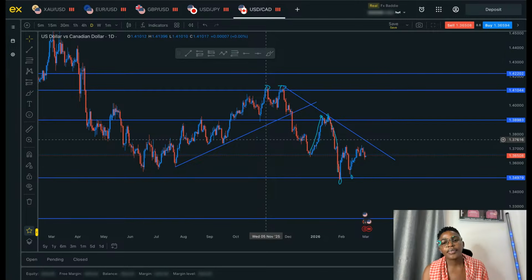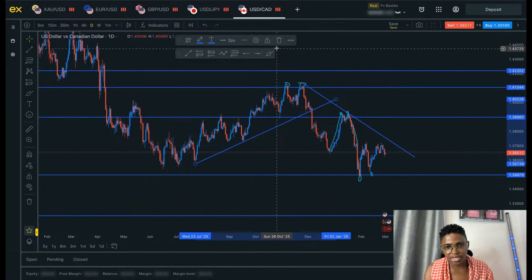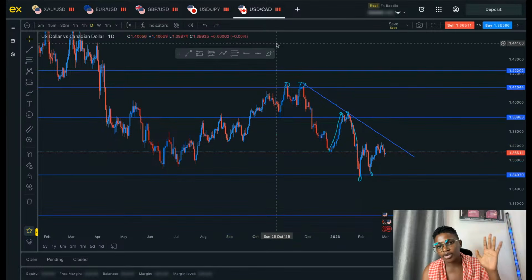So that is what I really want us to analyze before the market opens. The market opens in like 30 minutes, so let's go. After this, I'll just delete this trend line because it is no longer valid, because USD CAD is currently bearish from the daily perspective. It's currently bearish.